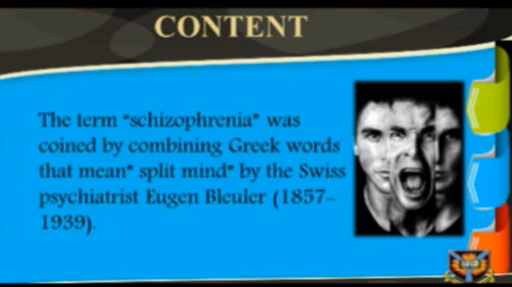Content. The term schizophrenia was coined by combining Greek words that mean split mind by the Swiss psychiatrist Eugen Bleuler, 1857 to 1939. Although the definition of schizophrenia is controversial, a 2004 source defines schizophrenia as a psychotic disorder in which personal, social, and occupational functioning deteriorates as a result of strained perceptions, disturbed thought processes, unusual emotions, and motor abnormalities.